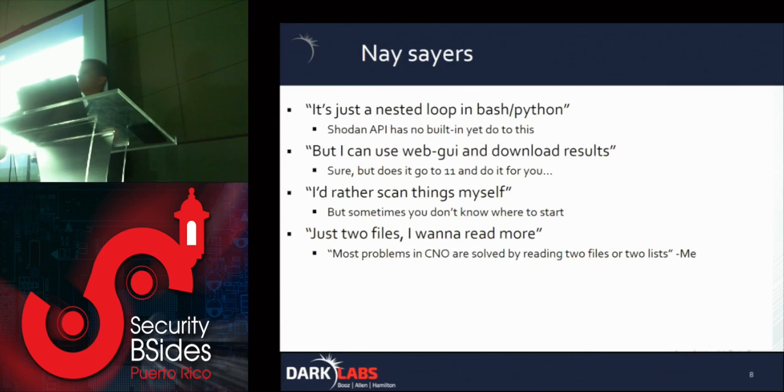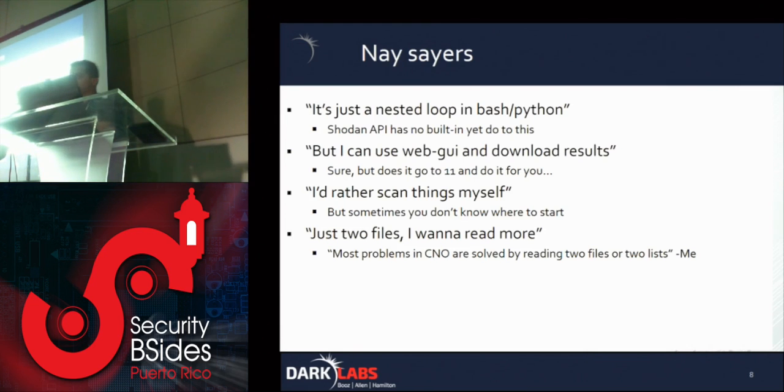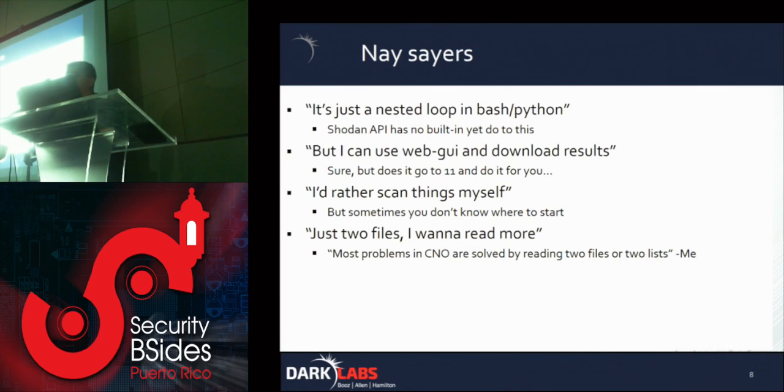Most problems in CNO can be solved by reading two files, right? But obviously, I said that. You may disagree with me, but honestly, I've been doing this long enough to realize most of my problems are usually down to two things. Or if I take two different data sources, I can accomplish this, right?